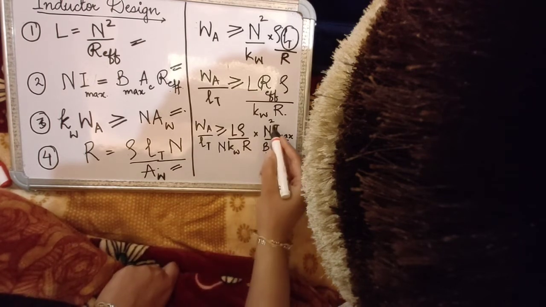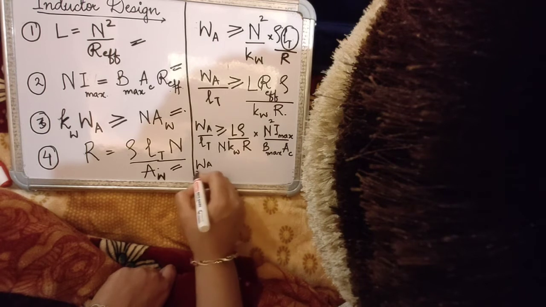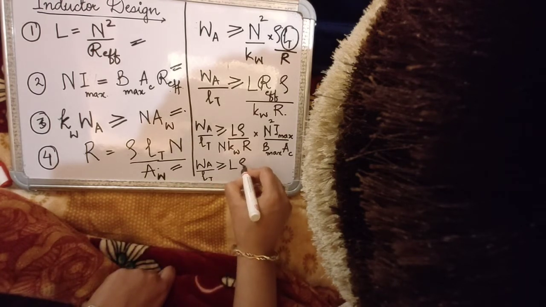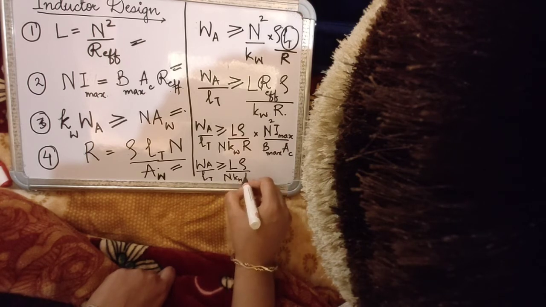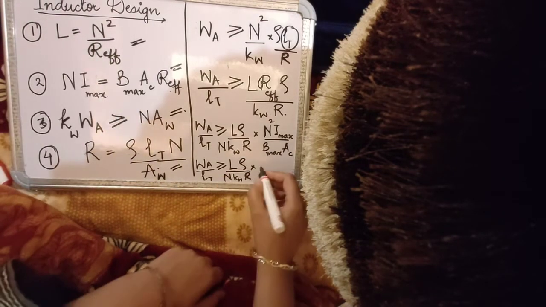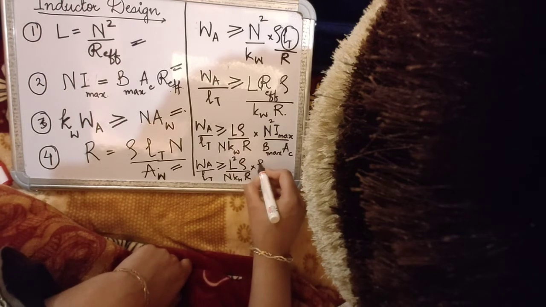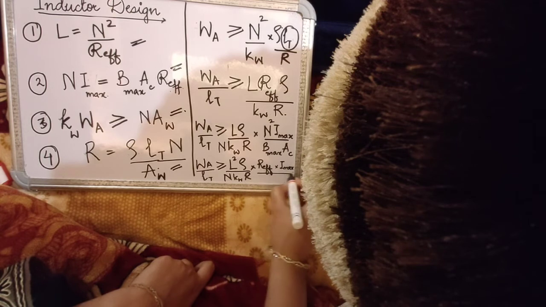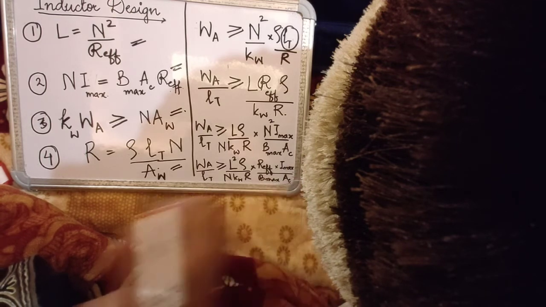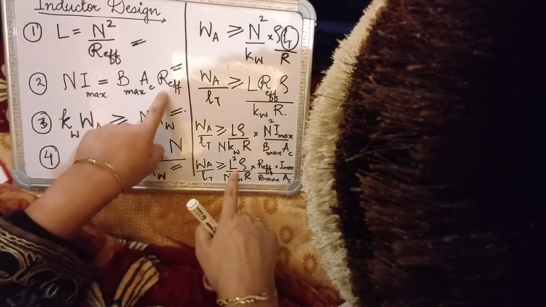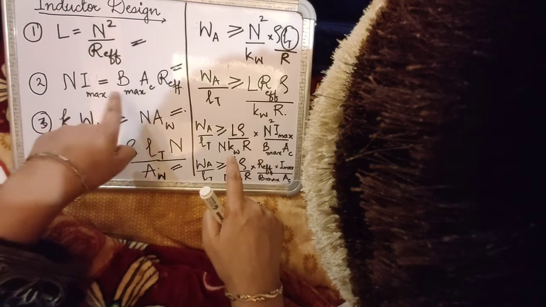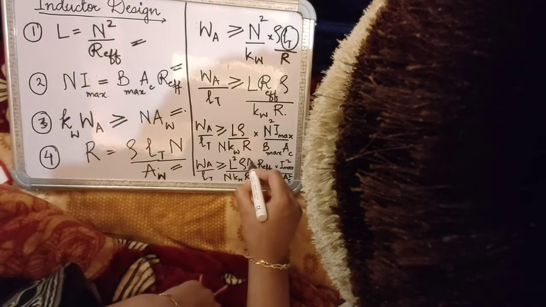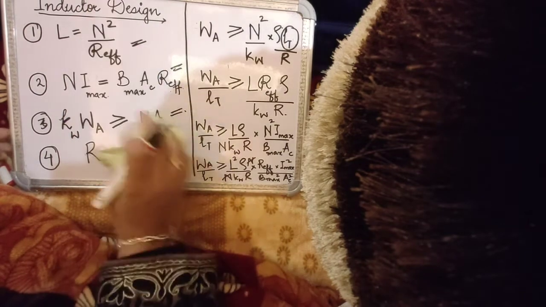Okay, and I simply multiplied and divided by N, and I can rearrange this equation as WA by LT greater than or equal to L rho by N kW resistance. N square is L into R effective. I'm again using this equation. So L square into R effective, right? Into I max upon B max into AC. Again R effective, I will use this equation again. So R effective will become I max by B max. So I max square, B max square, and by AC, AC square, and into N, right? This N and this N will go. So I will get a design equation from all these four equations I have combined.